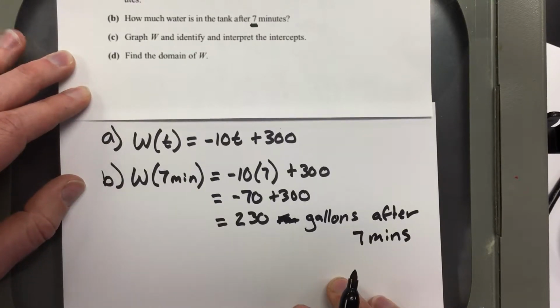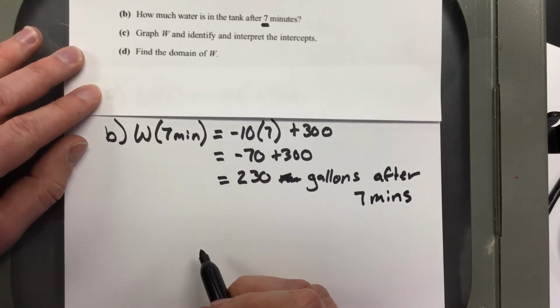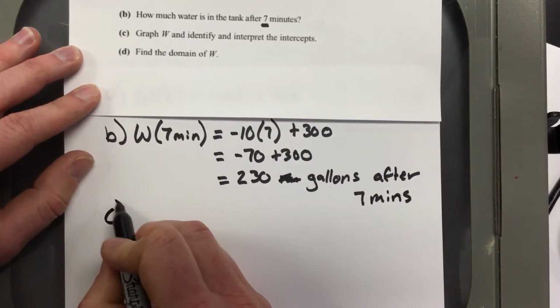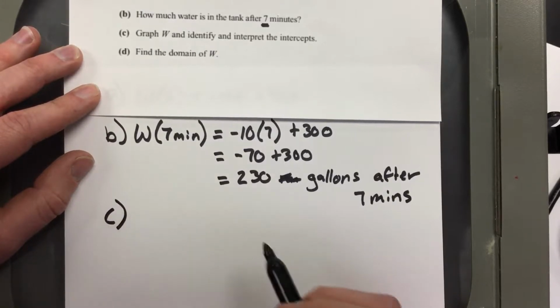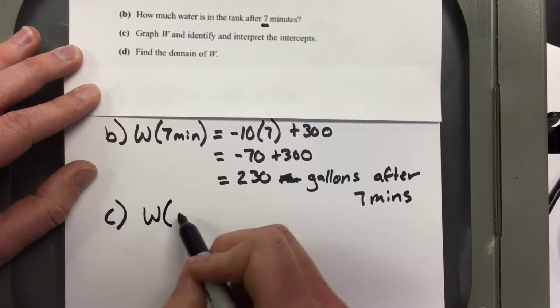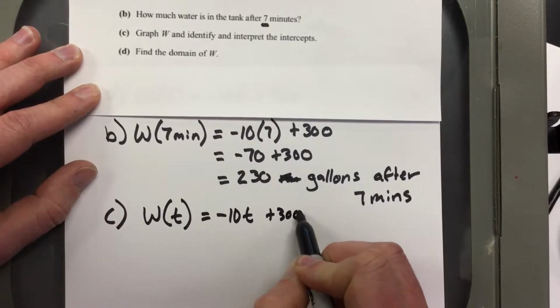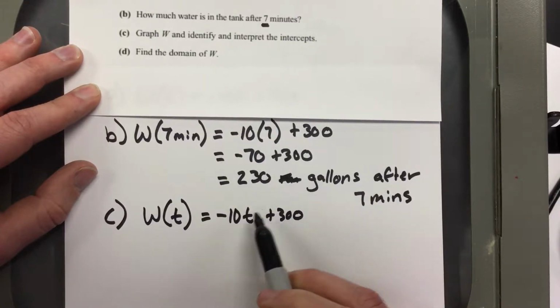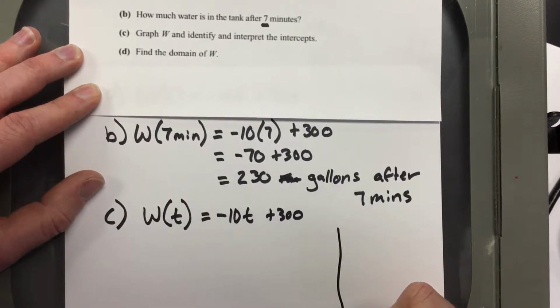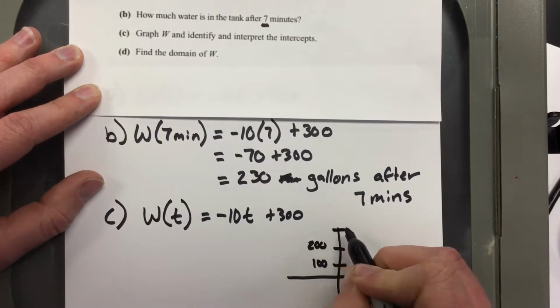And then in part C, it wants us to graph W and identify and interpret the intercepts. If I want to graph this function, I can write it as W of t equals negative 10t plus 300. Then I can either use a t-chart or identify that this is slope-intercept form, and draw a graph. I'm going to label this by hundreds. So this is 100, 200, 300.